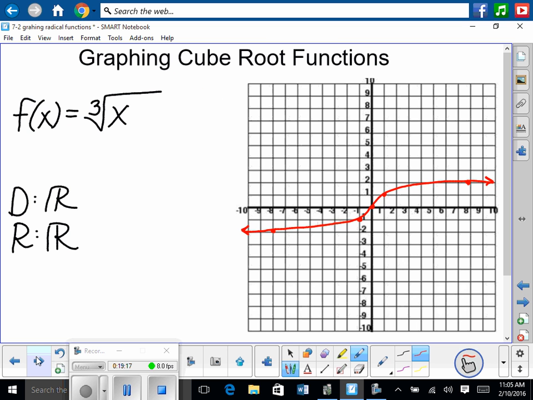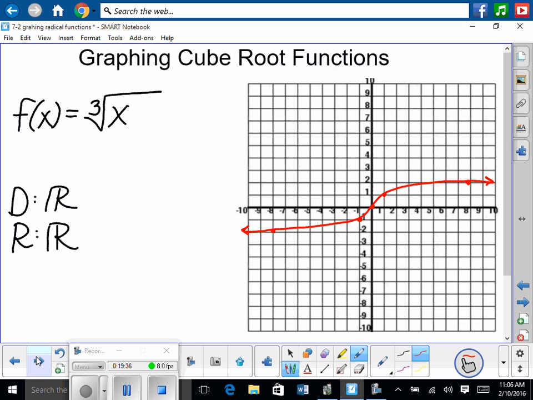Okay, so now we're going to graph cube root functions. So this is what a cube root function looks like. Now notice if I cover up this, doesn't that kind of look like a square root function? But now the cube root function will come down and swing down on the other side, kind of like a snake. So the cube root function, f of x is equal to the cube root of x.